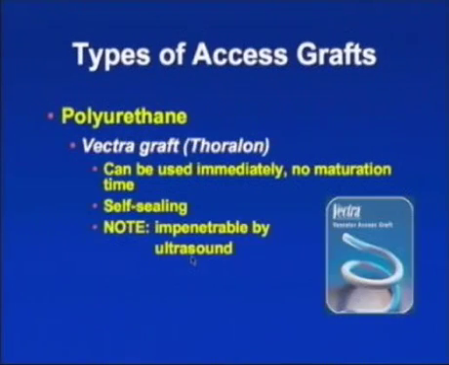Now there's another type of graft that's coming into the area and becoming more popular, and this is a polyurethane graft. This is also known as a vector graft. It's made of Thorilon. One of the interesting things of this graft is that it can be used immediately. There's no maturation period involved as there is with PTFE.